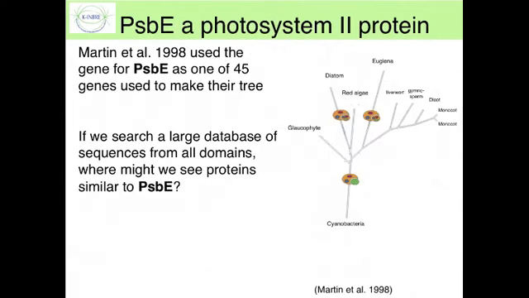The gene that we're going to be generating a phylogeny from is PSBE. That's part of photosystem 2. It's considered critical to photosystem 2, so we should see it in definitely photosynthetic organisms. In the Martin et al. 1998 paper, they used PSBE as one of 45 genes that they used to make their tree. So we're going to be doing a miniature version of their experiment here today.